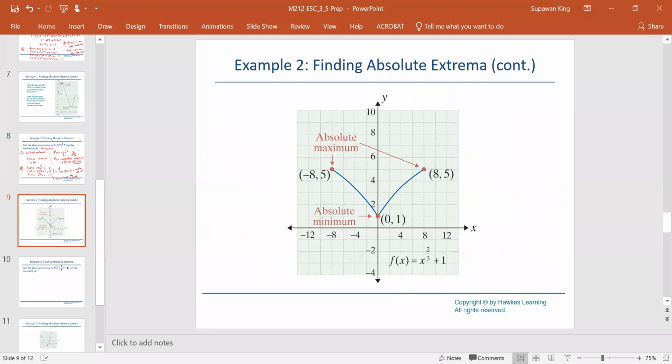As you see in the graph, the two endpoints are at negative 8 and positive 8. The function values at those two endpoints are 5, the same value. The critical number appears at 0, and at the point 0, we have the vertical tangent.